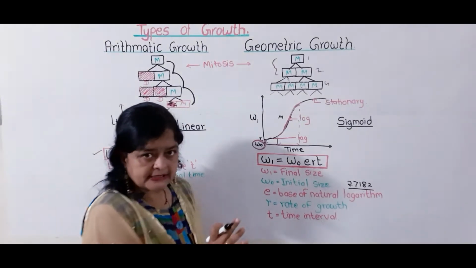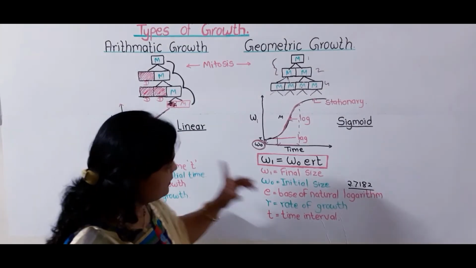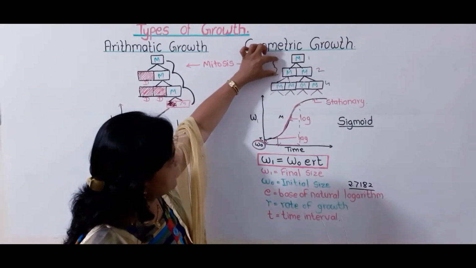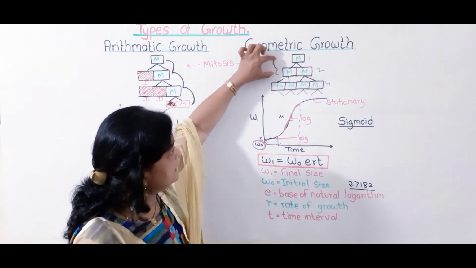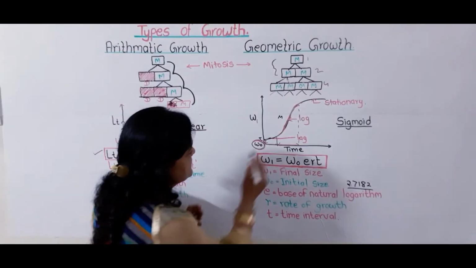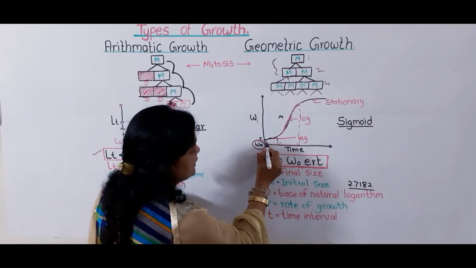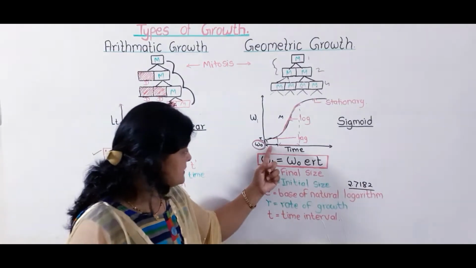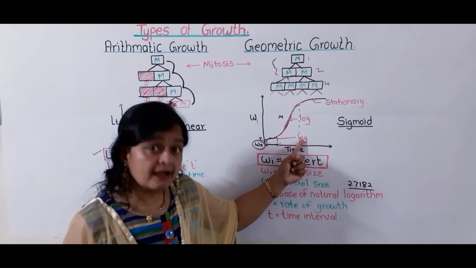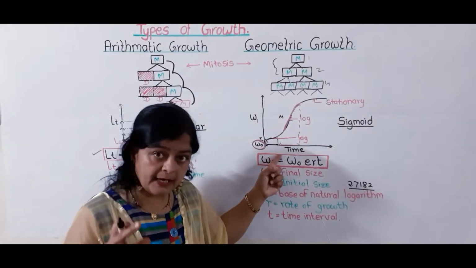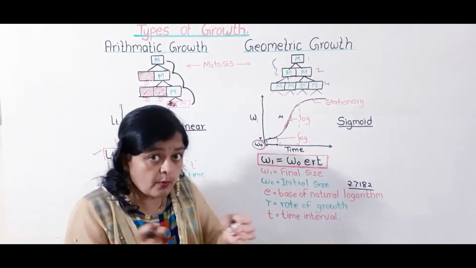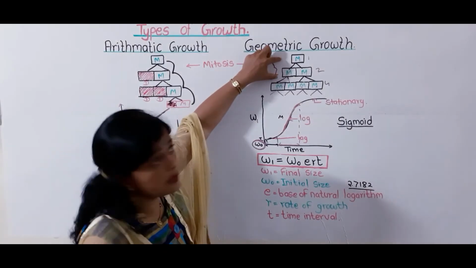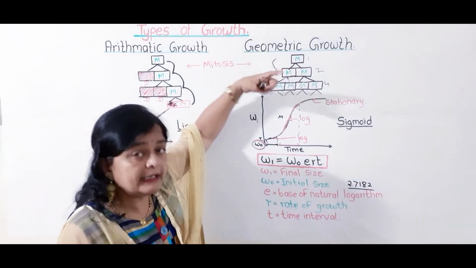Now what does it mean? At the starting, very little growth is taking place. Only this much growth is taking place, but the time required is maximum. So this phase is called the lag phase. Here growth is taking place, but too much time is required, and in that much time very little growth is taking place.